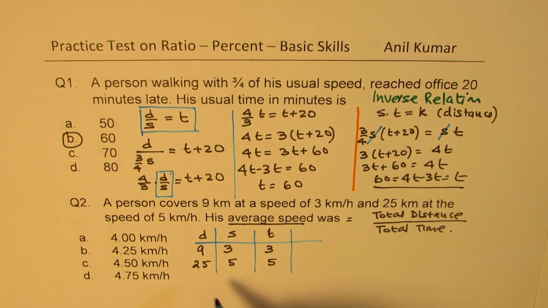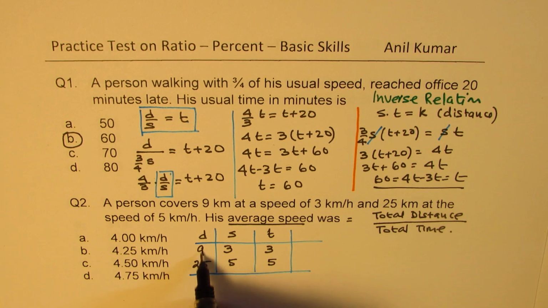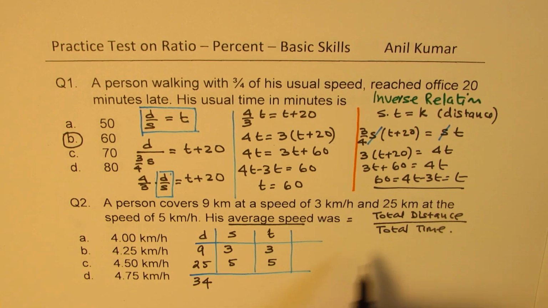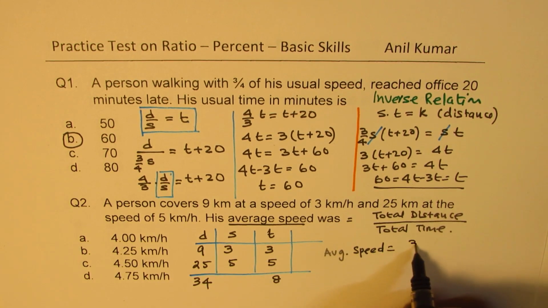So what total do we get? Let's add this up. When you add, you get 34 here. And as far as the time is concerned, we need total distance and total time. We get 8, right? And therefore, the average speed is what? Average speed is 34 divided by 8, correct?